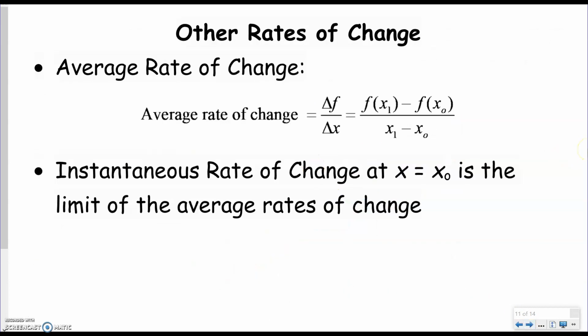Okay, other rates of change, just pretty basic. Average rate of change formula is the delta f, or the change in the function, is f of x sub 1 minus f of x sub 0 divided by the change in x, or x sub 1 minus x sub 0. Instantaneous rate of change at x equals x sub 0 is the limit of the average rates of change. Okay, so that's exactly what we just did there. We're just going to try to get those intervals smaller and smaller so we get closer and closer to the tangent line.